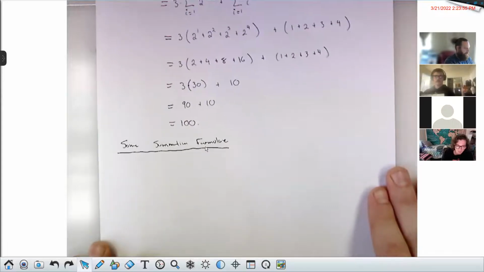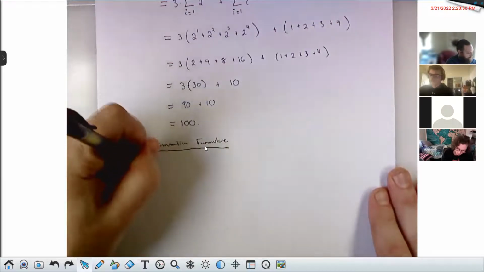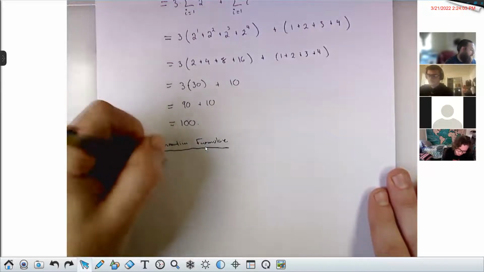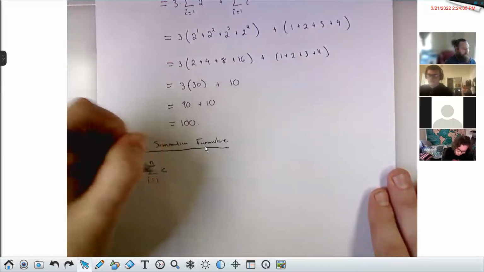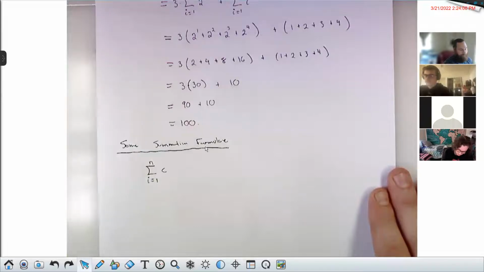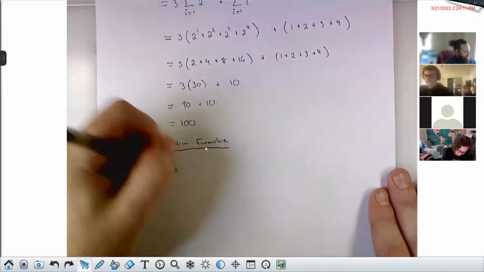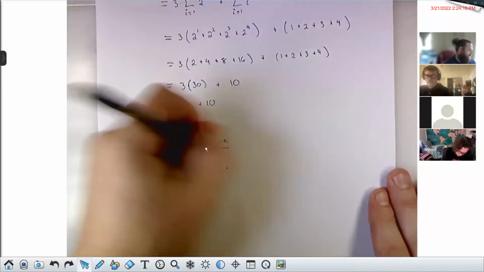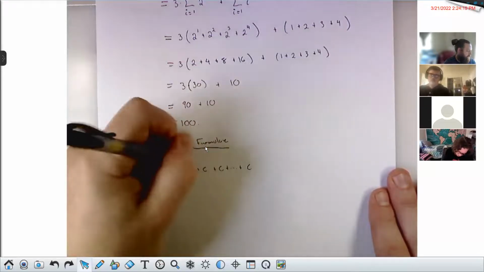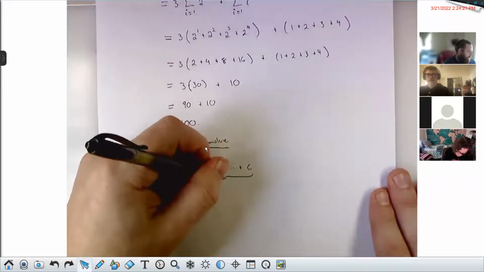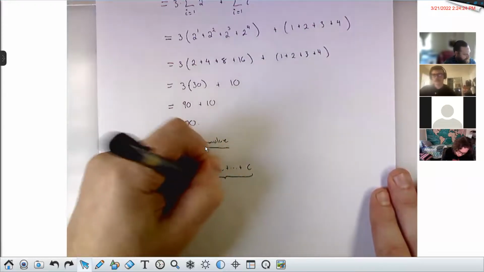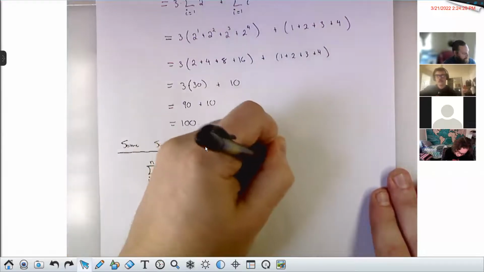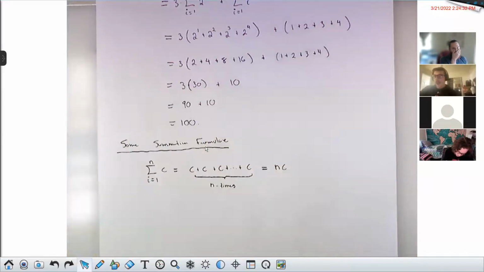One of these has a very cute story behind it. I'll begin with a boring one. Sigma i from 1 to n of some constant c. What this is, c plus c plus c, just n times. So if I add a number to itself n times, I'm going to get n times c.